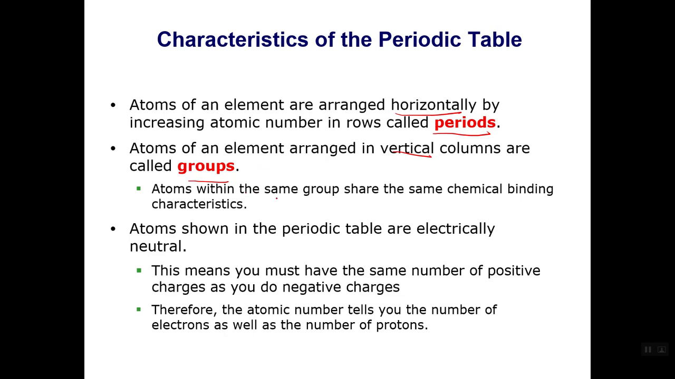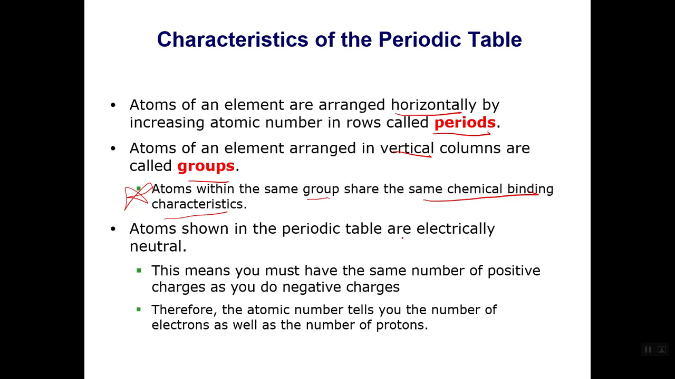And additionally, you need to know this. This is super important. Atoms within the same group share the same chemical binding characteristics. And what you're going to notice later is it's because they all have the same number of valence electrons. We'll talk about that.